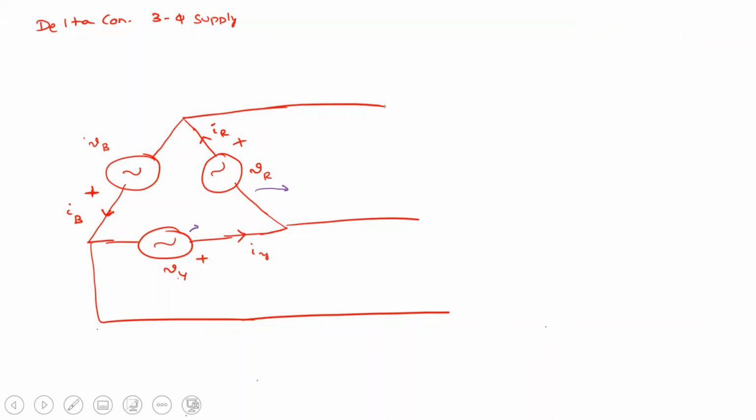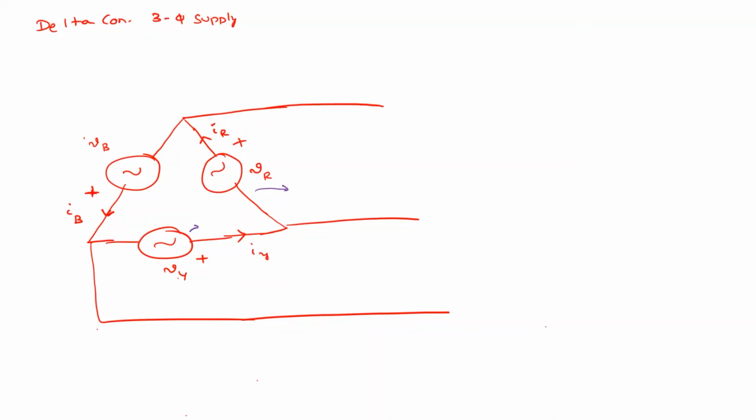Right. So now in the delta case, there is no neutral. There is no common point like in a star connected system, where this would be the neutral. In this case there is no neutral here. Okay, now we will differentiate.